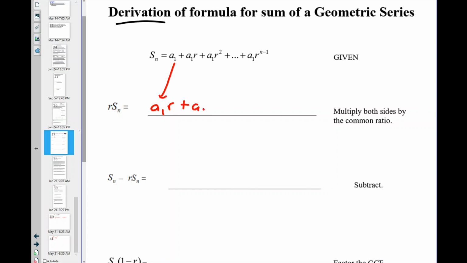Plus a sub 1 r squared, and then plus a sub 1 r to the third, and then plus dot dot dot. And then eventually when we get to this last one here, because of that extra multiplying by r, we lose the n minus 1, and that just becomes a sub 1 r to the n. You don't need the minus 1 anymore, because you multiply by that extra r that wasn't there before.